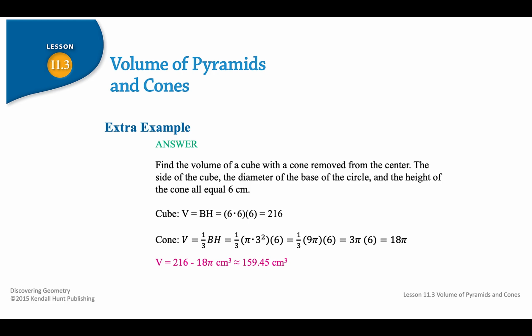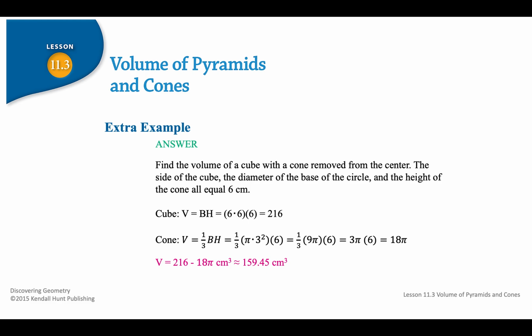So they told us that the diameter of the circular base was 6, meaning the radius is half of 6, which is 3. So that's how I got 3 for the radius. And then the height of the cone is the same as the height of the cube, which is 6. So when I multiply this out, 3 squared is 9, 1/3 of that is 3. 3 times 6 is 18, and so 18 times pi is the volume of the cone.